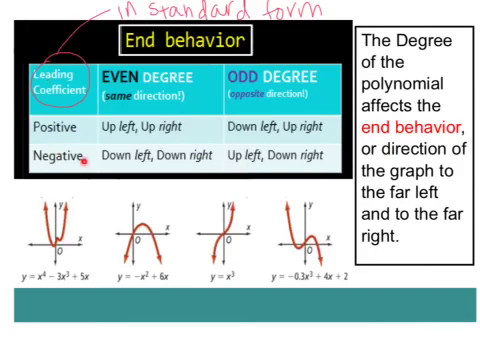So if you know this chart, it's pretty easy. Even is the same direction. Odd degree is opposite direction. Positive people bring you right up. Negative people bring you right down.